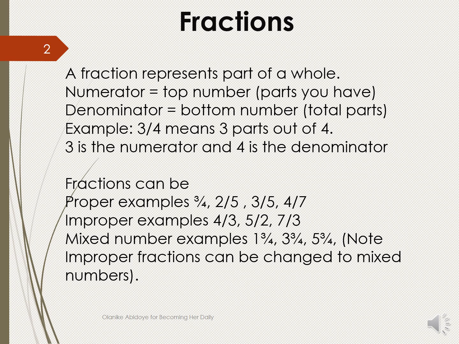If it is 5/2, which is an improper fraction, we can change it to a mixed number. We want to find how many 2s are in 5, which is 2. We write that as the whole number 2. The remainder is 1, so we say over 2. And so on. Examples of mixed numbers are 1 whole number 3/4, 3 whole number 3/4, and so on.